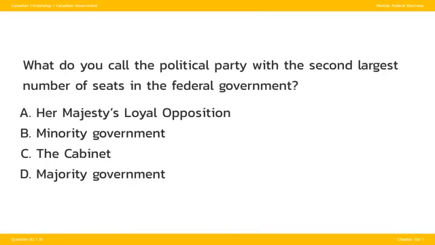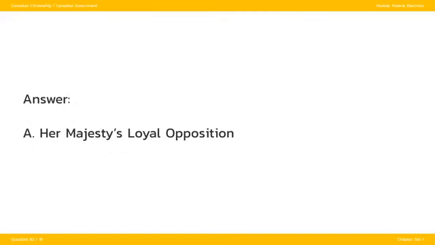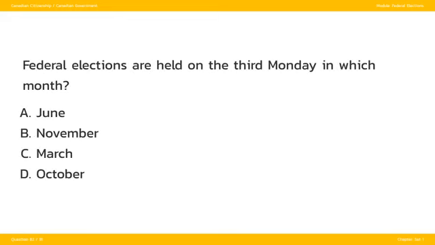What do you call the political party with the second largest number of seats in the federal government? A. Her Majesty's Loyal Opposition. B. Minority Government. C. The Cabinet. D. Majority Government. The answer is A. Her Majesty's Loyal Opposition. Federal elections are held on the third Monday in which month? A. June. B. November. C. March. D. October. The answer is D. October.